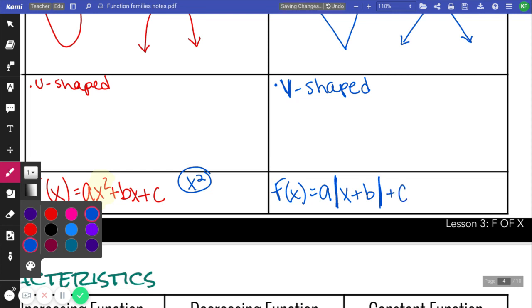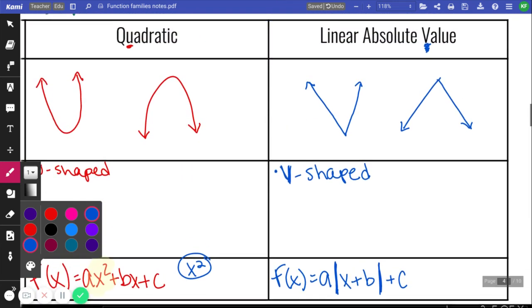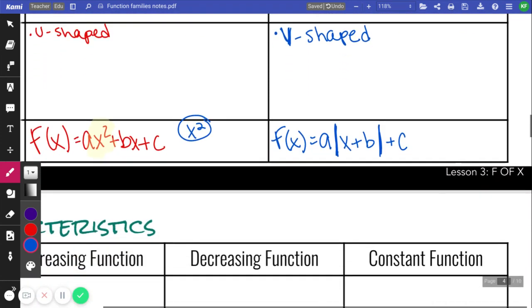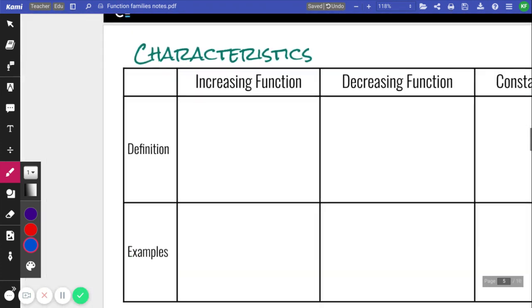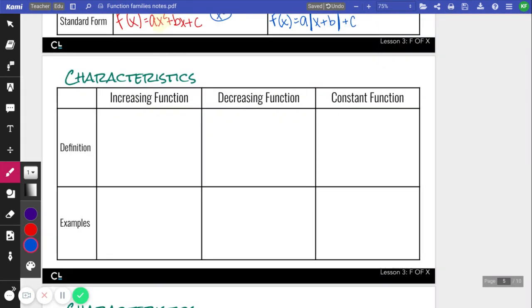That's the giveaway. So any function that has those absolute value bars is going to be V-shaped. It's going to be in the absolute value family. So those are our 4 function families. And as we go through today, we're going to look at different characteristics of them. One set of characteristics that we're going to look at first is whether they're increasing, decreasing, or constant functions.